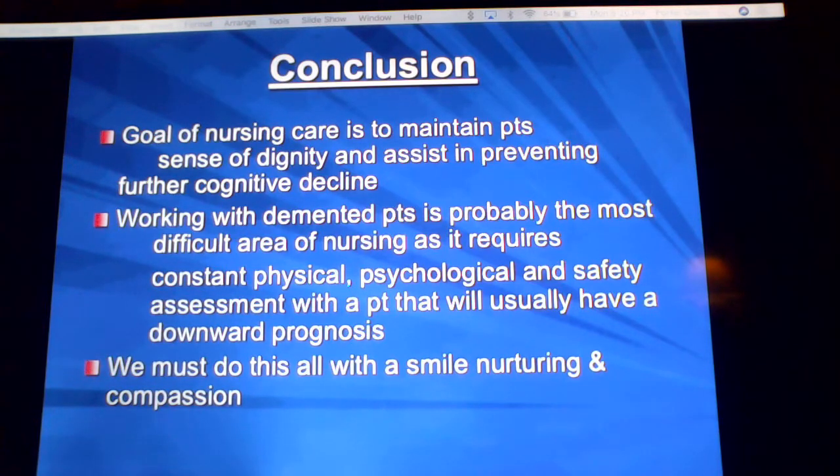Conclusion. Again, the goal of nursing care is to maintain patients' sense of dignity and assist in preventing further cognitive decline. Working with demented patients is probably the most difficult area of nursing, as it requires constant physical, psychological, and safety assessment with a patient that will usually have a downward prognosis. In other words, these patients don't usually get well and leave the hospital. Okay, they leave the hospital, but not well, if you know what I mean.